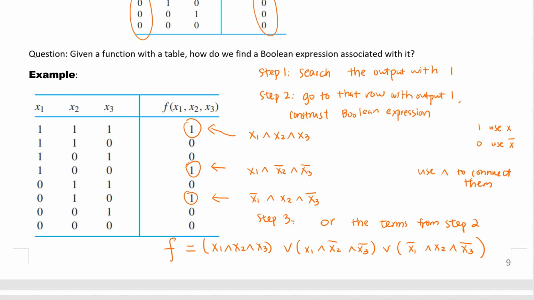So this is how, when we're given a logic table, we come up with a Boolean expression associated with it. We look at the rows with the output 1, and then for each of them, we look at the inputs. If it's 1, we use x. If it's 0, we use not x. Then we use and to connect them to create a Boolean expression for that row. Finally, for different rows, we can use or to connect them.